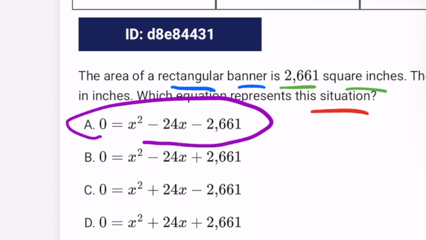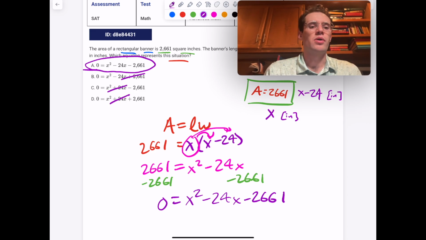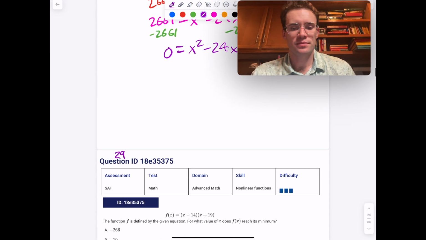Looks like A is exactly that. B has it plus the 2,661. C, instead of minus 24x, it's plus 24x, same thing with D. All right, so A will be our answer there, and that would be how you do that.